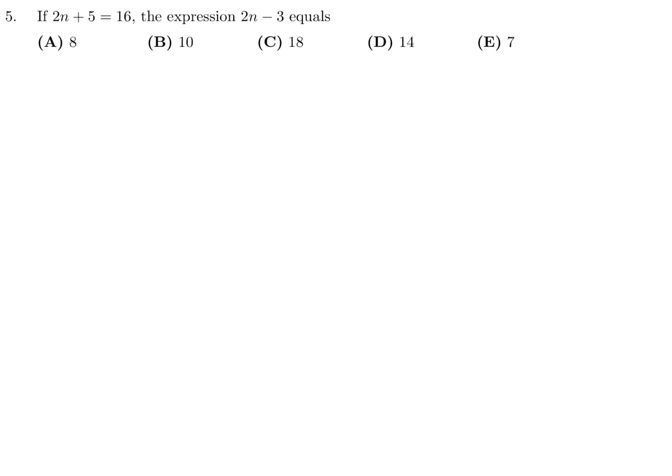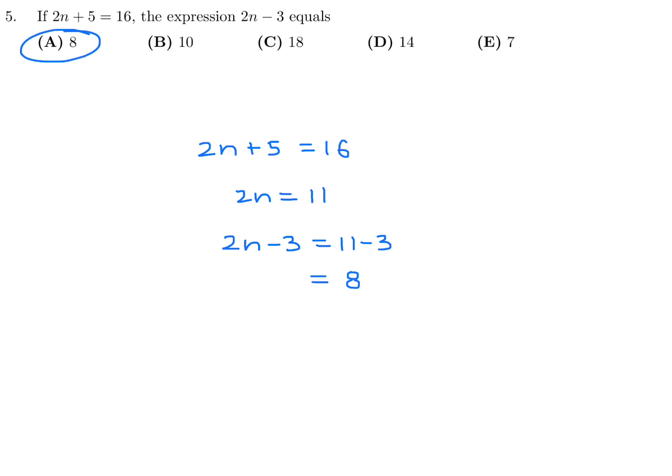If 2n plus 5 is equal to 16, what is the value of 2n minus 3? 2n plus 5 is equal to 16, and therefore 2n is equal to 11. Then all I have to do is subtract 3 from both sides, and that gives me 2n minus 3 on one side, and the other side gives me 8. And that's the answer. So number 5, the answer is A.